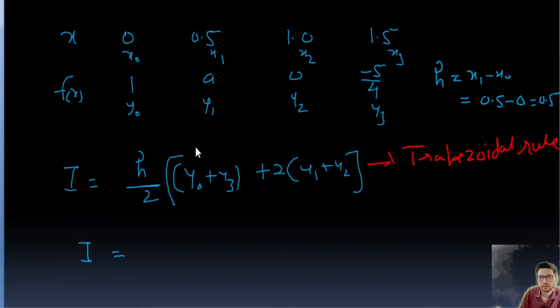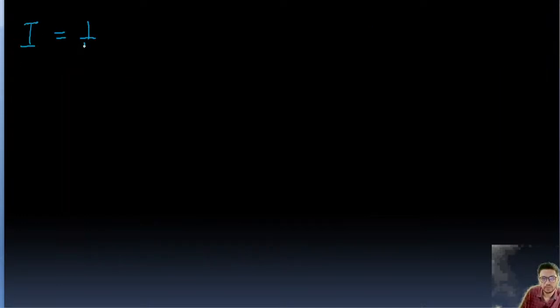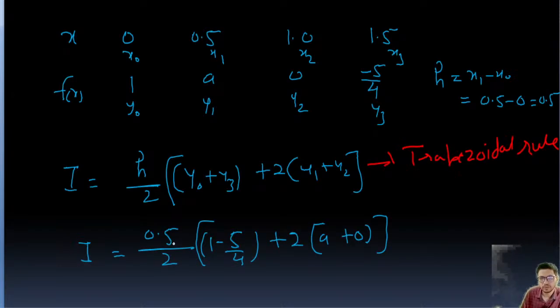Okay, so now we can solve it. So h/2 is 0.5/2 into y0 value is 1 plus y3 value is minus 5/4 plus 2 into y1. y1 is a plus y2 is 0, right? So value of I is going to be 1/4. So if we divide 0.5 by 2, that value is going to be 1/4.